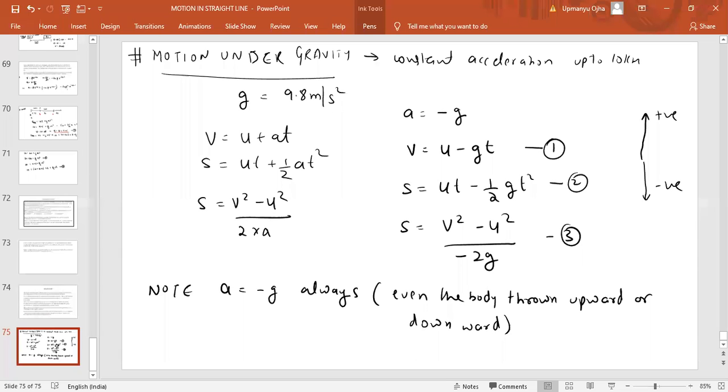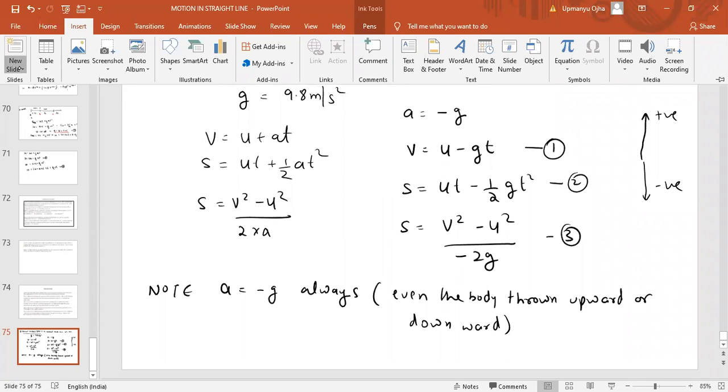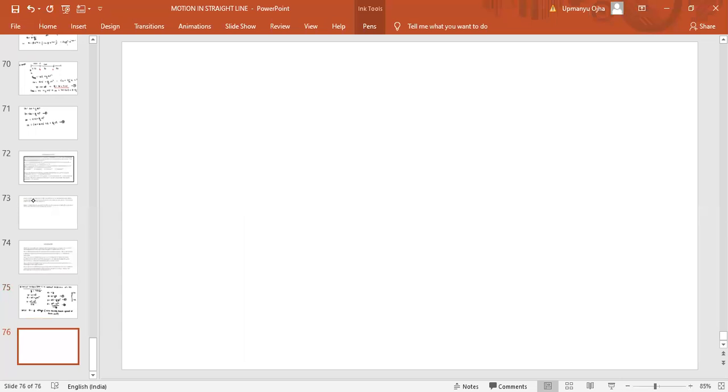Now the next thing is the maximum height achieved by the body. The maximum height achieved by the body. So, maximum height.